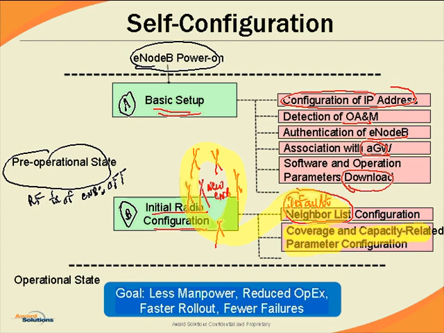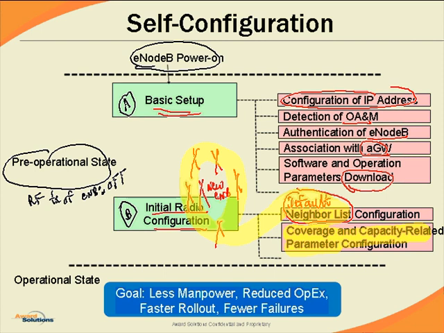In this case, we do not have some human being entering the neighbor list for that specific eNodeB. This eNodeB is talking to some entity, some SON entity, and I will give you some examples later. The O&M system is one possible example. So the eNodeB is talking to some external entity to get all this configuration.